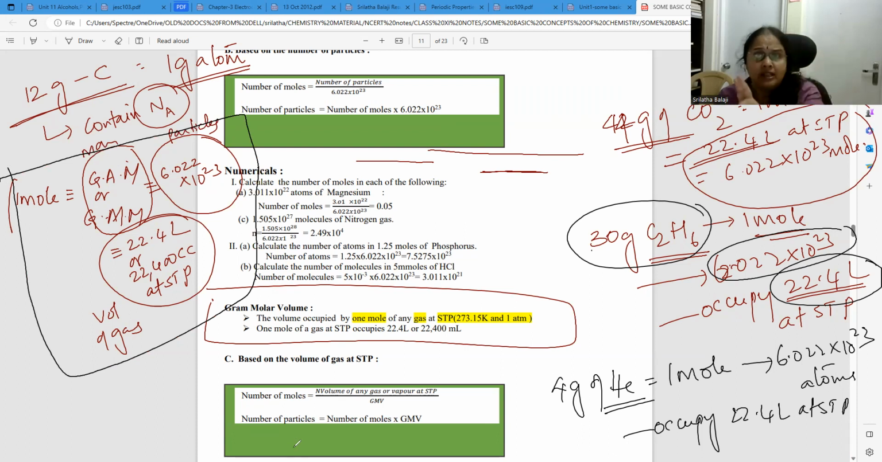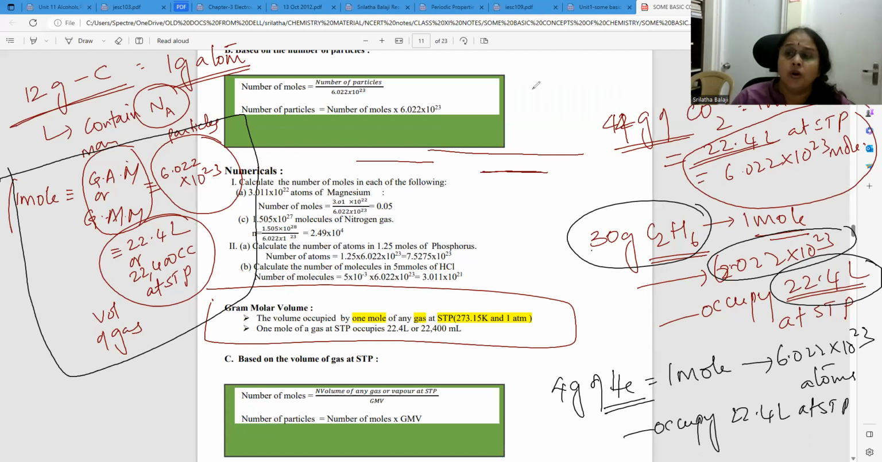Are you able to connect with whatever we have created now? 1 mole in terms of mass is gram atomic mass or gram molar mass. In terms of particles, it is Avogadro number of either atoms or molecules, whatever you take. Or in terms of volume, it is 22.4 liters at STP. This is something that you will have to understand, and you should be able to connect at every phase. Clear?